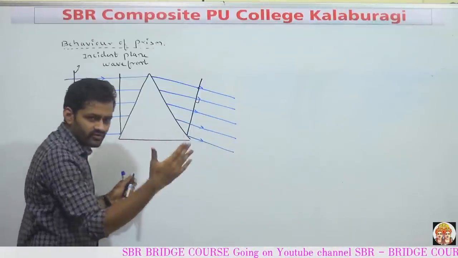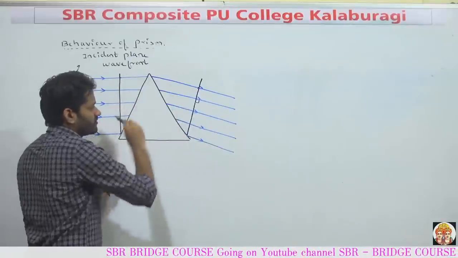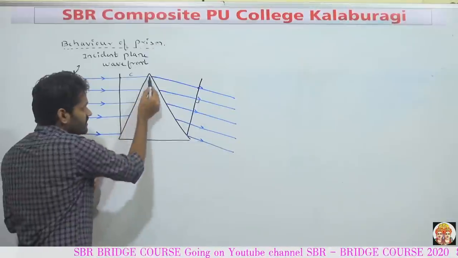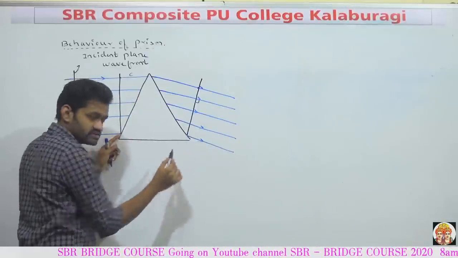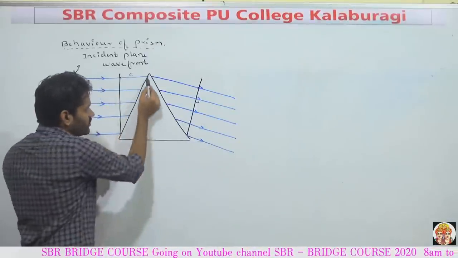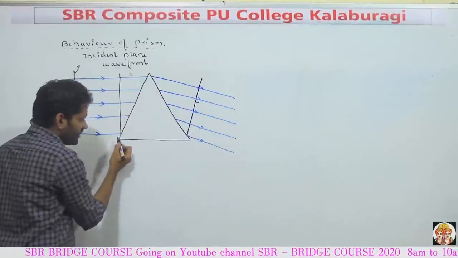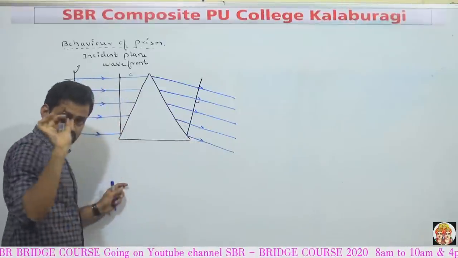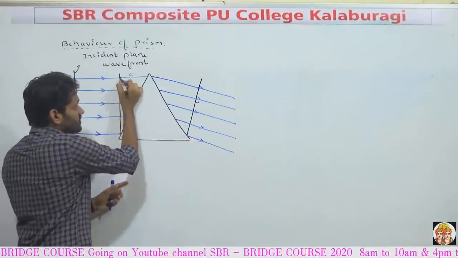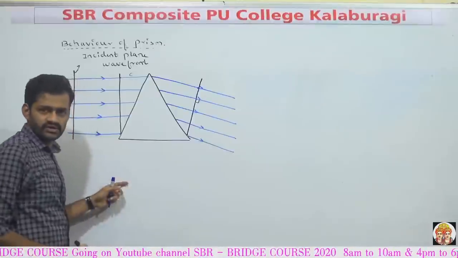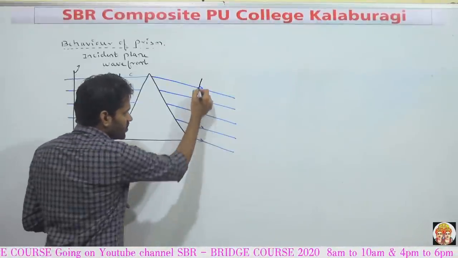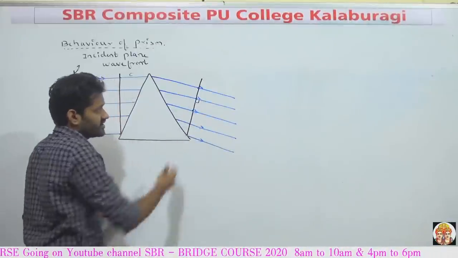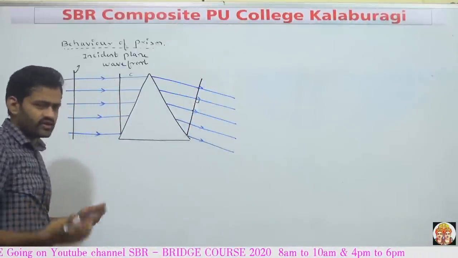So which one will move forward here? This one will move forward, because the speed of light is greater in the rarer medium than in the denser. Here the denser portion is more compared to here. That's why when this disturbance crosses the bottom of the prism, at the same time the disturbance will reach over here. So when you join all these points, you will get the next wavefront.